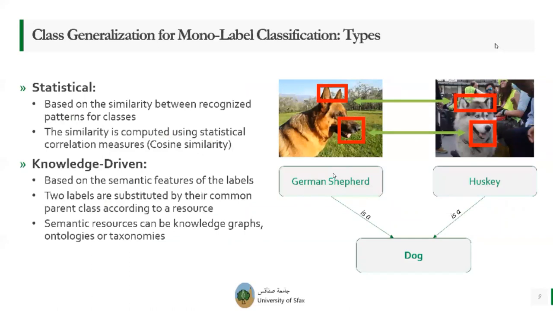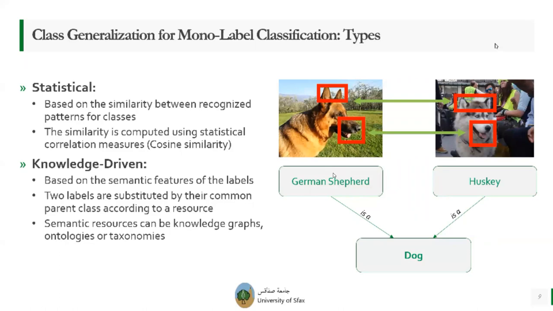Let's begin by defining class generalization. Simply, it is the substitution of one or more labels by a common label. For example, we can change the labels German Shepherd and Husky to dog. In this context, we have two types of class generalization. There is statistical class generalization, which is based on the similarity between recognized patterns for classes. The similarity here is computed using statistical correlation measures, for example, the cosine similarity.